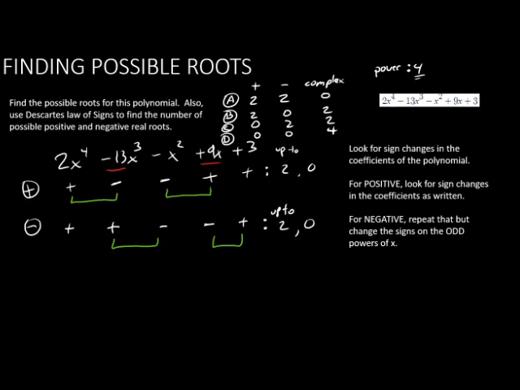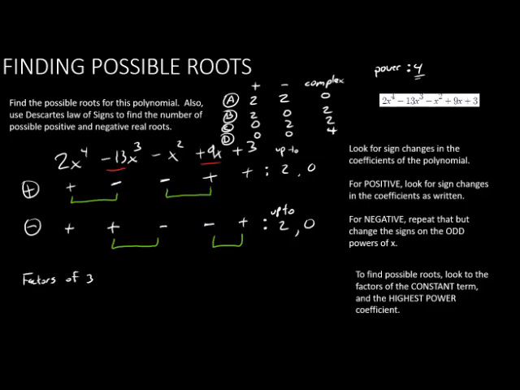Now, to find the possible roots, we will look at the factors of the constant term and factors of the highest power term. My constant term in this polynomial is a 3, so we'll look at factors of 3. My highest power coefficient is 2, so we'll also look at factors of 2. My factors of 3 are 1 and 3, because 3 is prime. My factors of 2 are 1 and 2, because 2 is also prime.